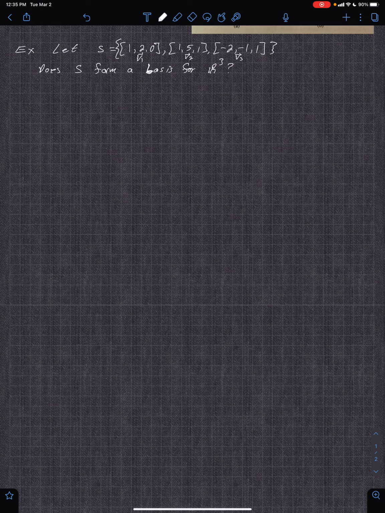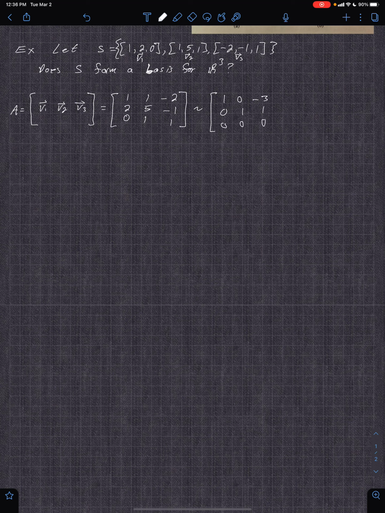Like that. So at this stage, go ahead and use your calculators or a computer to row reduce. So row reduce, and you get 1, 0, -3, 0, 1, 1, and then this row zeroes out. And so we would, from chapter 1, conclude that V1, V2, and V3 do not form a basis for R3. This is basically not equal to the identity matrix, the 3x3 identity matrix.